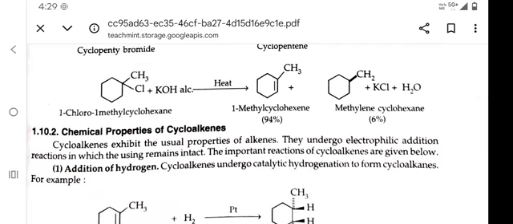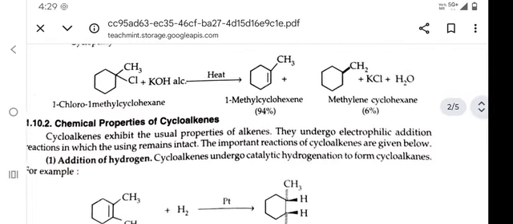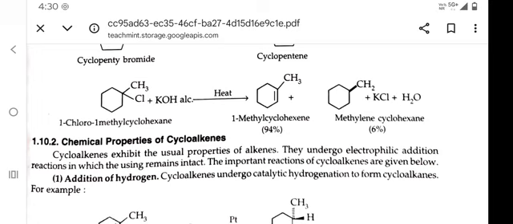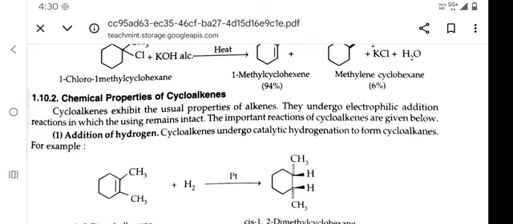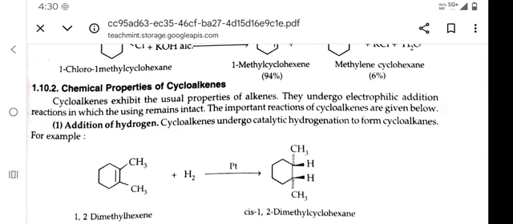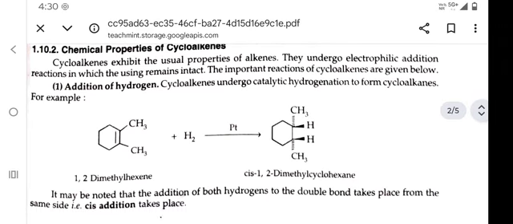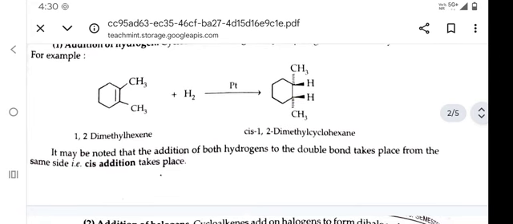Chemical properties of cycloalkenes. Cycloalkenes exhibit the usual properties of alkenes. They undergo electrophilic addition reactions in which the ring remains intact. The important reactions of cycloalkenes are given below. Addition of hydrogen. Cycloalkenes undergo catalytic hydrogenation to form cycloalkanes. For example, 1,2-dimethylcyclohexene reacts with hydrogen in presence of platinum to give cis-1,2-dimethyl cyclohexane. It may be noted that the addition of both hydrogens to the double bond takes place from the same side. Cis addition takes place.